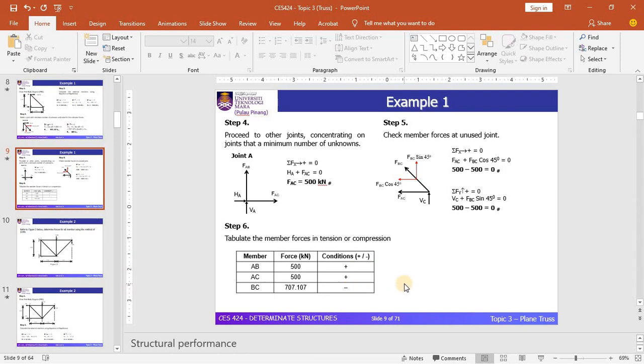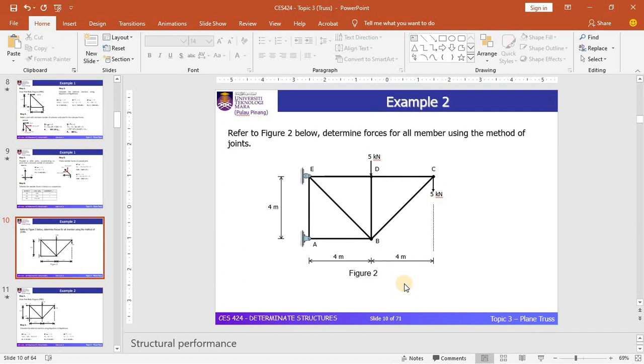Okay, so let's move on to the second example. In this example, you can see that we have a truss that's supported by a pin and roller at A and E. This truss is loaded by 5 kN at point D and at point C. So we will use the method of joints to solve all the internal forces for this member.